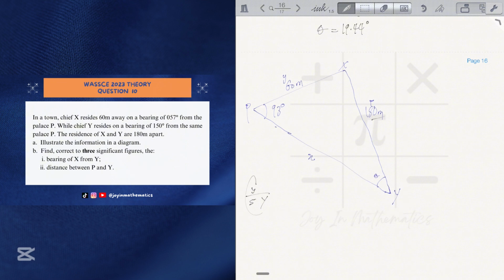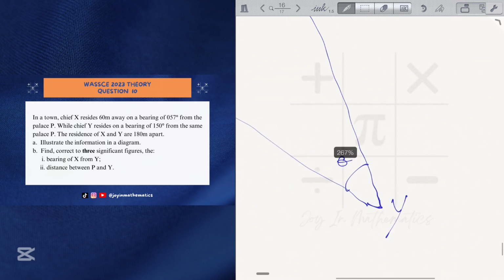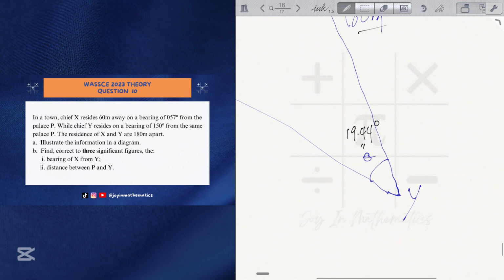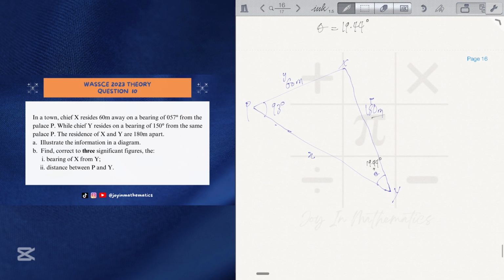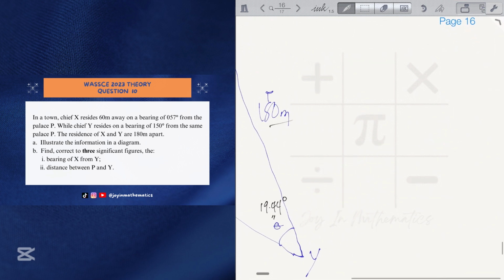So with this now, we are looking for side x, and we know that theta here is equal to 19.44 degrees. Now, how do we find side x? We are going to evaluate side x using the cosine rule, and let's refresh our minds on the cosine rule.